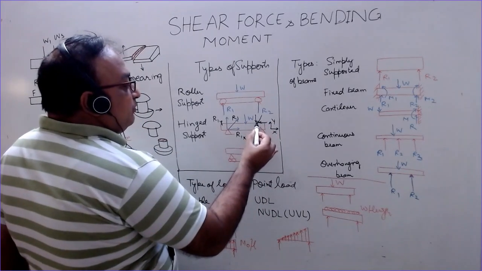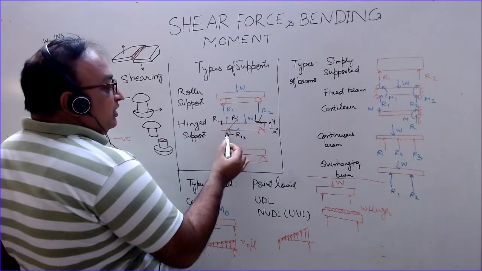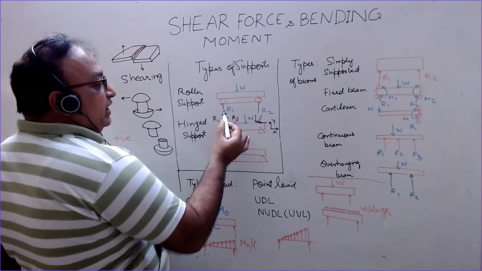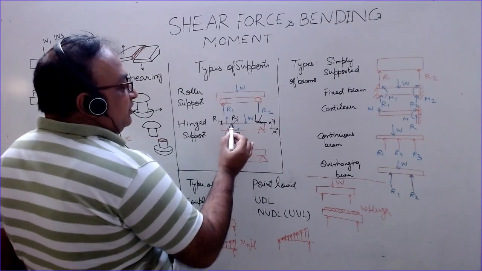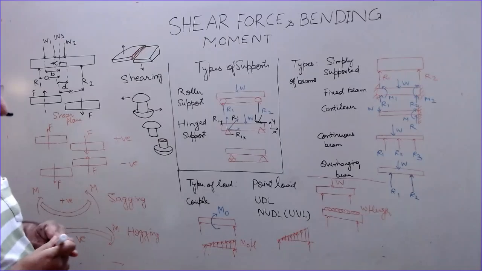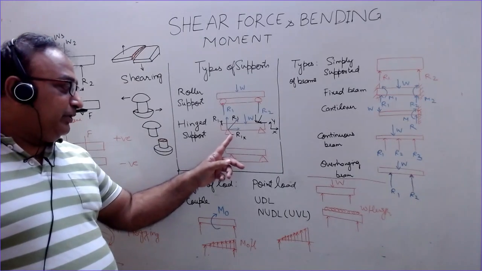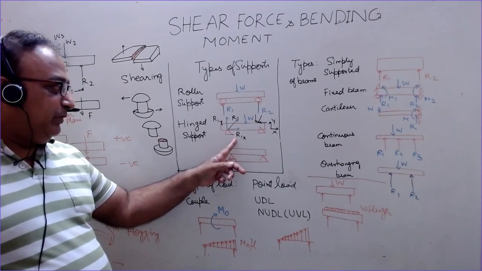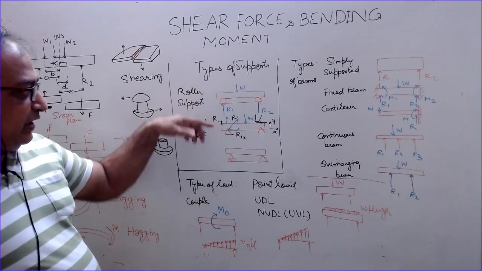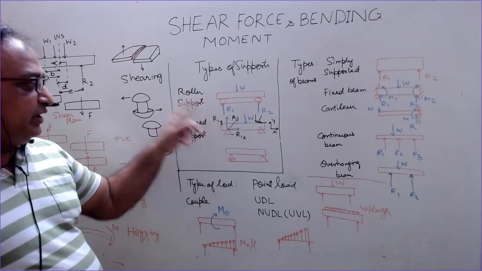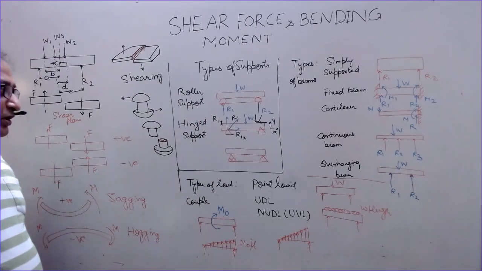So this vertical component will be balanced by the vertical reaction in the upward y direction, and this horizontal component will be balanced by this horizontal reaction. If there is vertical load only, in that case there will be no horizontal reaction acting on the beam. If we have horizontal load acting on the beam only, then we have only the horizontal reaction, no vertical reaction. This is called the hinge support.